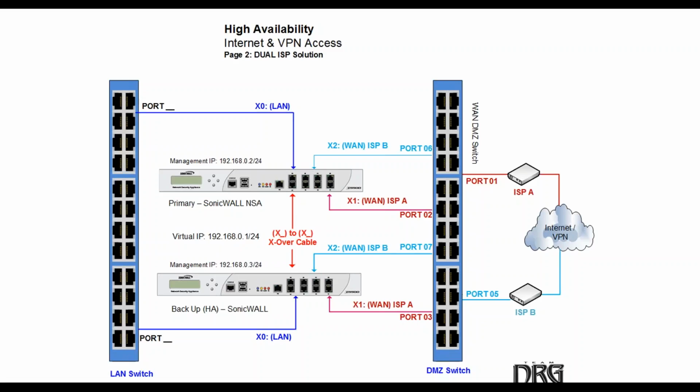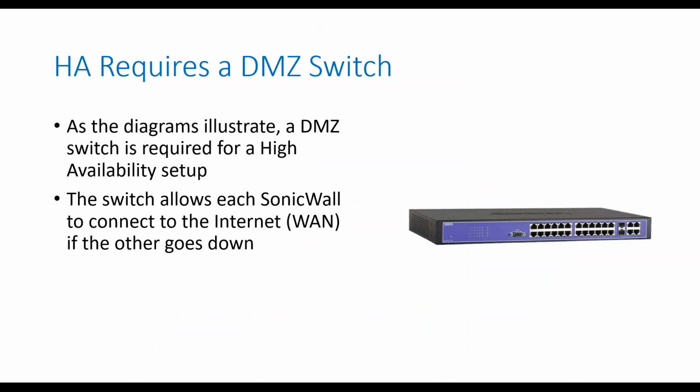In both of these diagrams, I picked up that you've got a switch there on the outside. What's that all about? Yeah, great call out. This is called the DMZ switch. It acts as an intermediary between the WAN, the wide area network or internet, and the SonicWall. So it's required for a high availability setup. The switch allows each SonicWall to connect to the internet independently if the other one goes down.